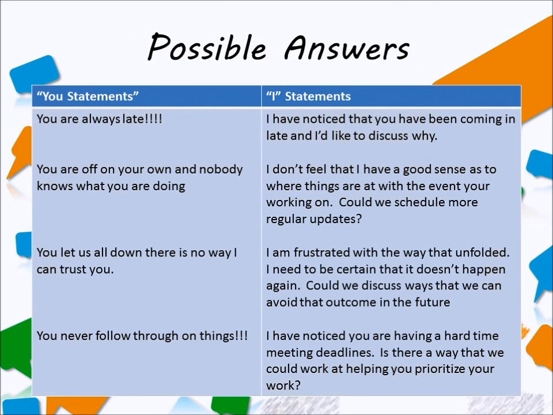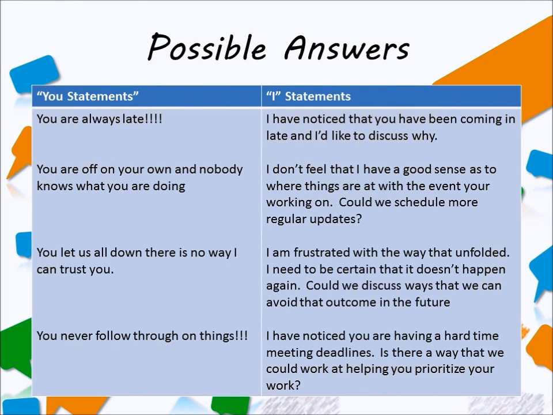So here's some possible answers that I've come up with. Again, yours might be better, so you might want to stick with those. But the you statement here: you are always late. I've noticed that you've been coming in late, and I'd like to discuss why. So I'd like to learn why. You're off on your own, and nobody knows what you're doing. Rather, an I statement could be: I don't feel that I have a good sense as to where things are at with the event that you're working on. Could we schedule some more regular updates?